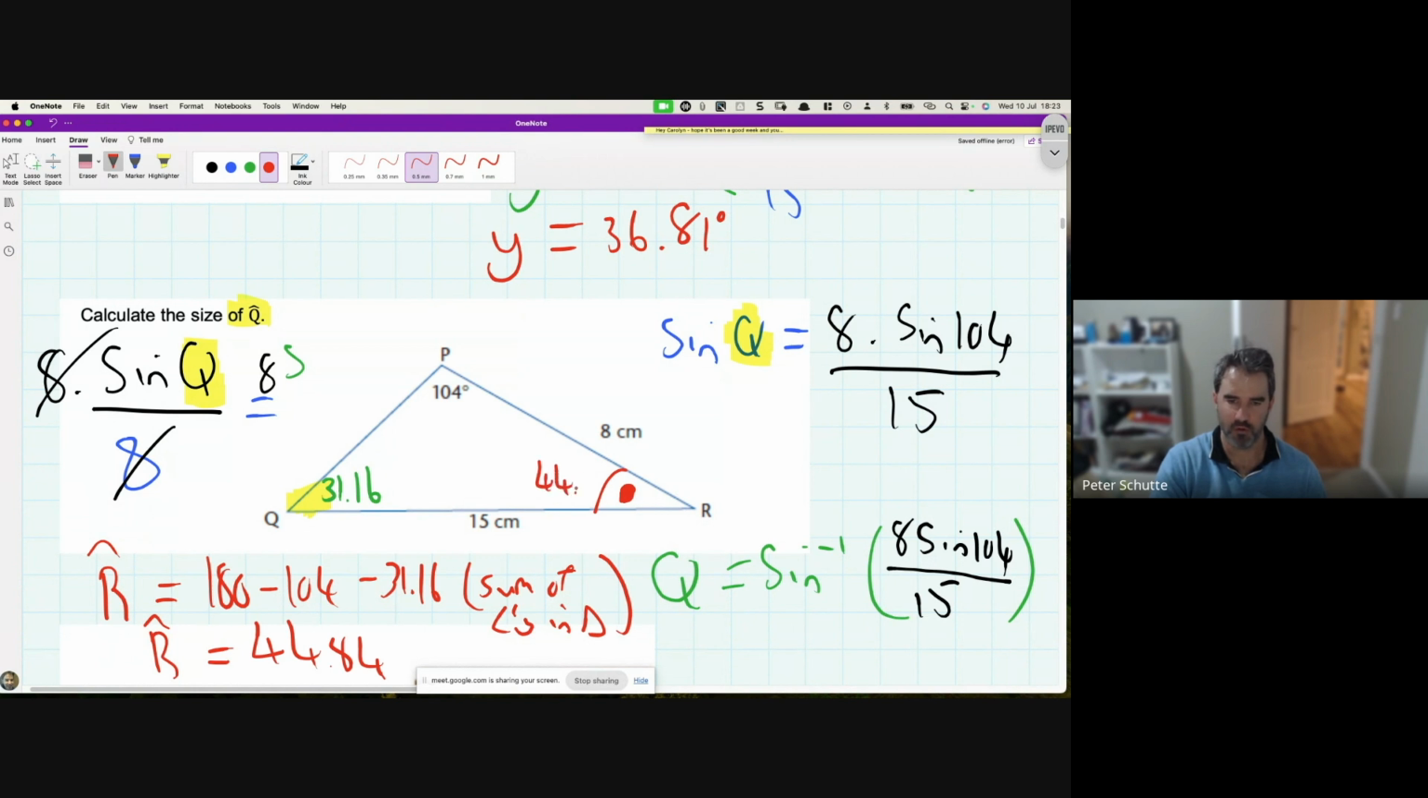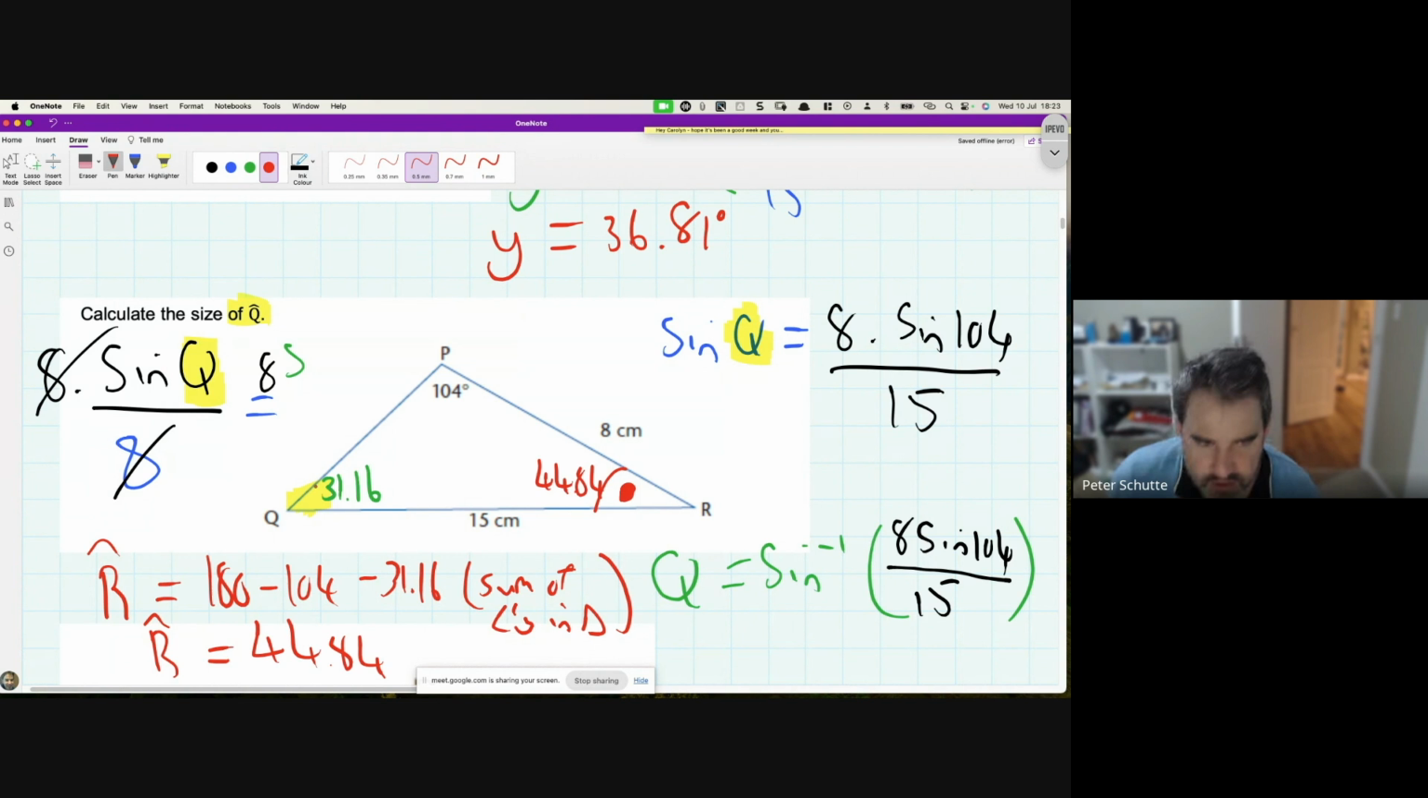44.84 for this angle. So this section is all about solving for unknown sides and unknown angles in non-right angle triangles, but using these new laws. And one of the laws you're going to learn is something called the sine law. Give me a score out of 10. So where 10 is perfect understanding, 0 is no understanding, 5 is some understanding, but you want to get better.